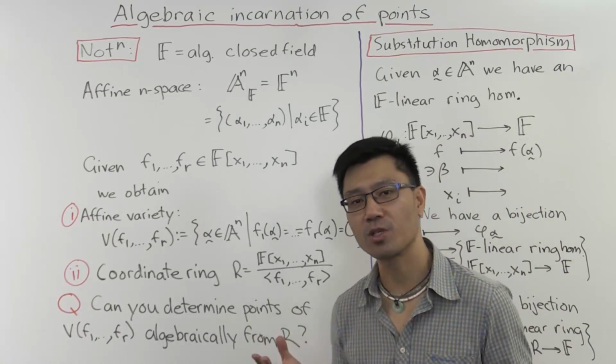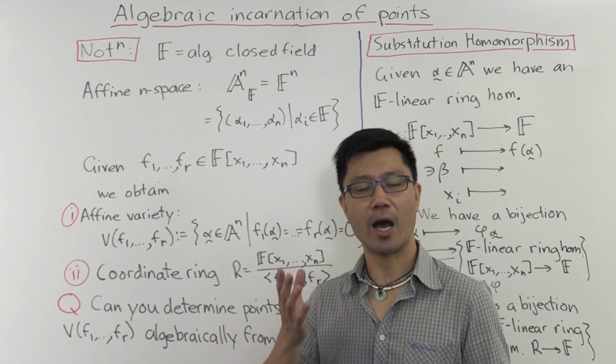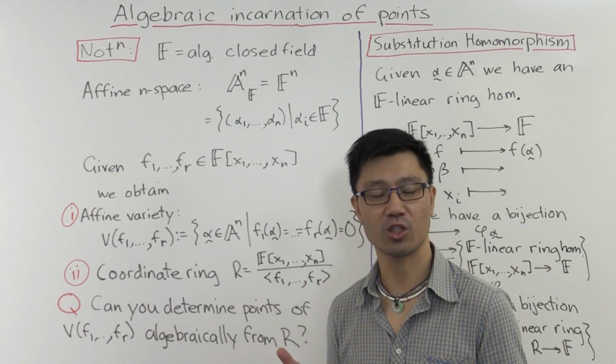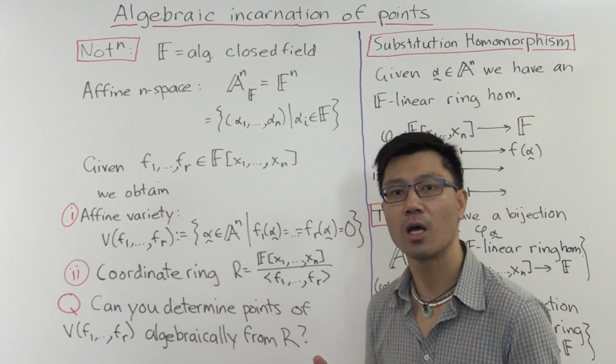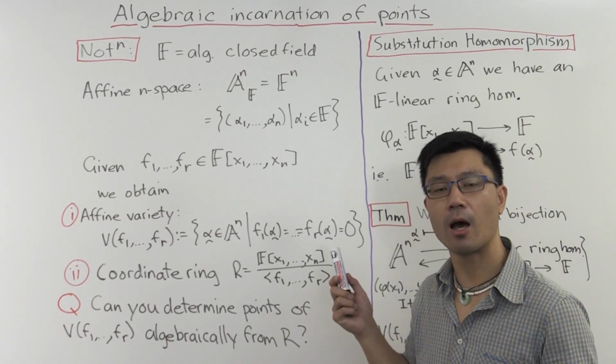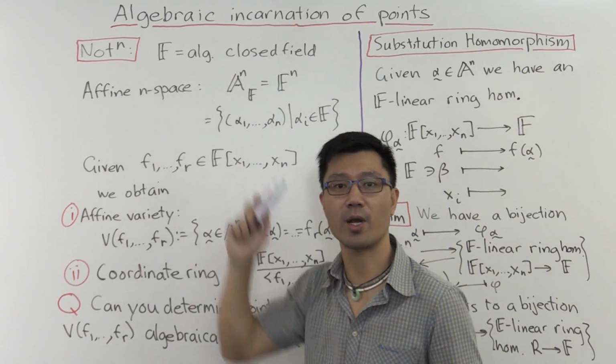One of the principles of affine algebraic geometry is that the algebra of the coordinate ring captures all the geometric information that you would want. So in this video here, I want to give an example of this by showing how points manifest themselves algebraically.